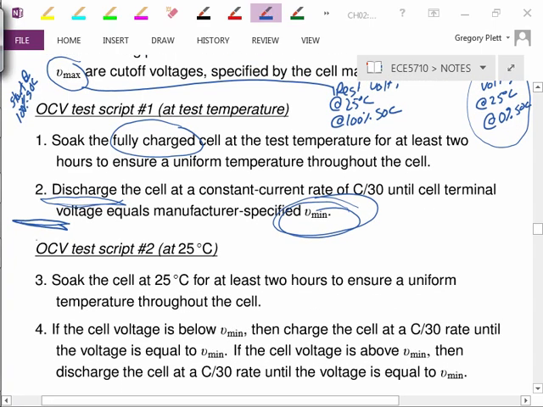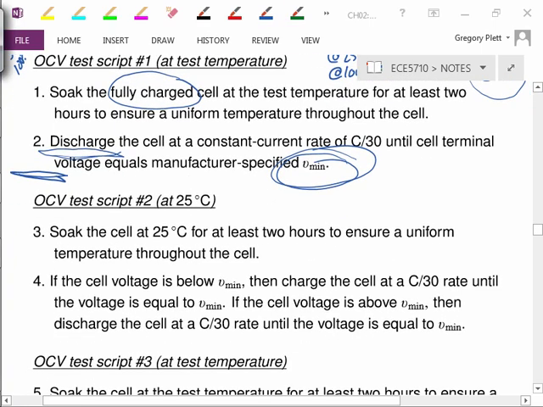So the script number 2, this is the second cell script that I run, is to soak the cell at 25 degrees for at least 2 hours, again, to ensure a uniform temperature. If the cell voltage happens to be below Vmin, don't worry about that too much. I don't think I've caused any damage. It's not going to be very much below Vmin. But then charge the cell at a slow rate, like C over 30, until the voltage is equal to Vmin. Or if the cell voltage is above Vmin, then discharge until the voltage is equal to Vmin.